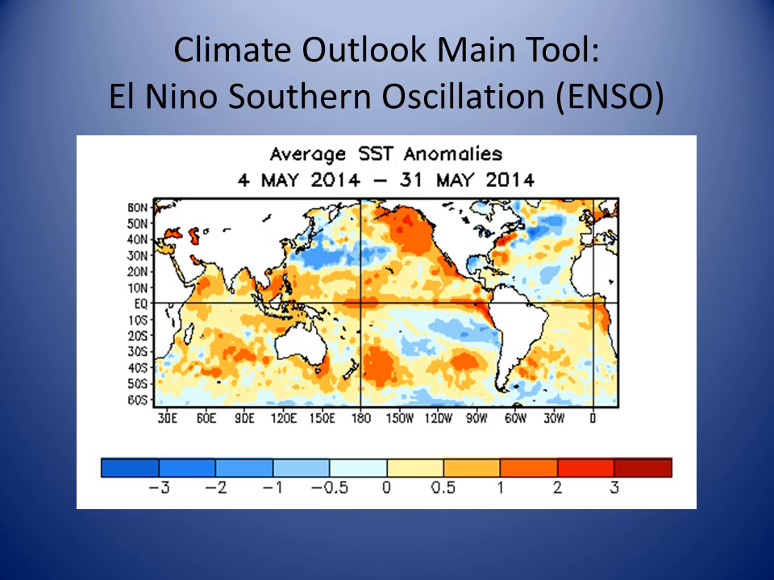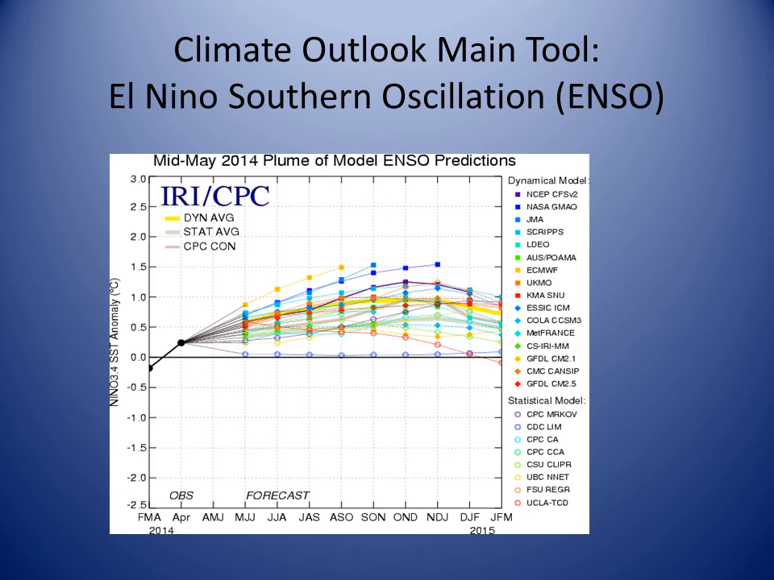The most powerful tool for seasonal outlooks is El Nino's Southern Oscillation, or ENSO for short. In the equatorial eastern Pacific between the dateline and the coast of Ecuador is the Nino 3.4 region outlined here by the red box. During May 2014, warmer than normal temperatures began to develop in this Nino 3.4 region.